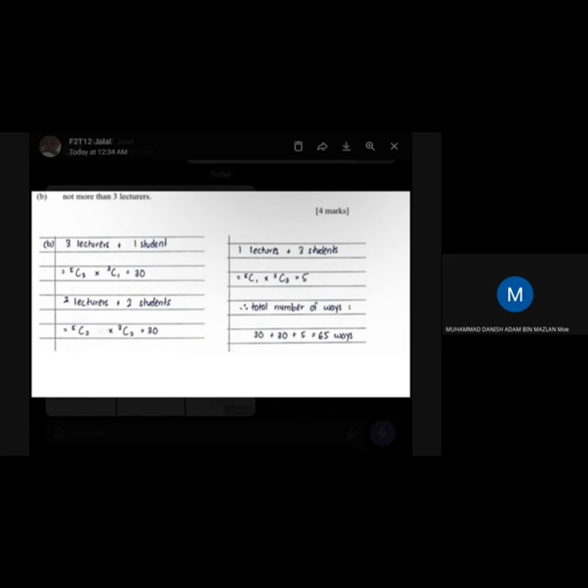For 2B, 3 lecturers plus 1 student is equal to 5C3 times 3C1 equal to 30. Second, 2 lecturers plus 2 students, 5C2 times 3C3 is equal to 5.